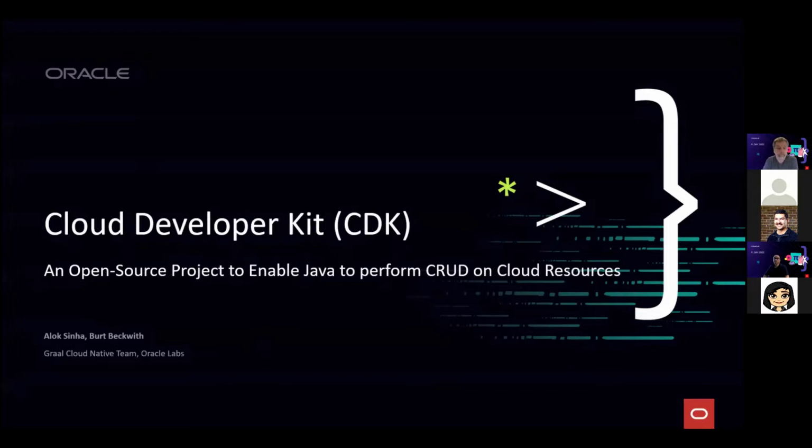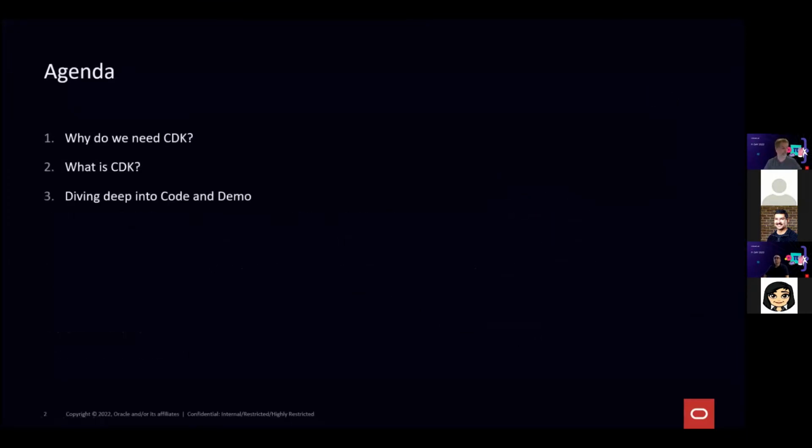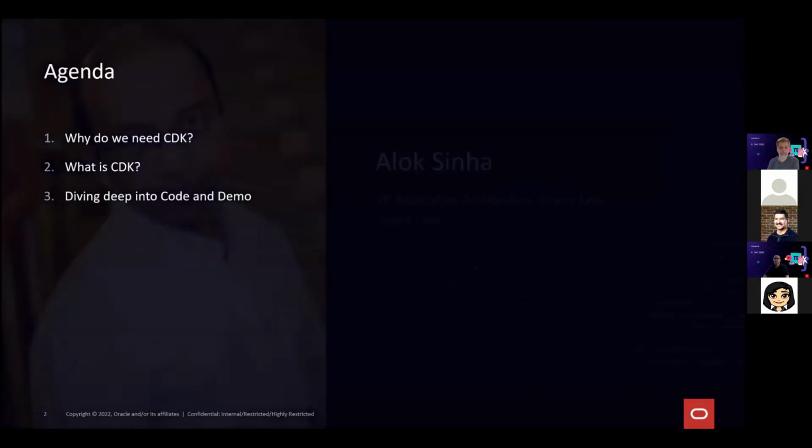We're from the RAR Cloud Native team, and today we are very excited to talk about Cloud Developer Kit, or CDK. It's an open source platform to enable Java to perform CRUD operations on cloud resources. Let's see. The obvious questions are: why do we need it, and what is it? Then let's go deeper into the code, and Burt will give you a full demo, which I think is pretty exciting.